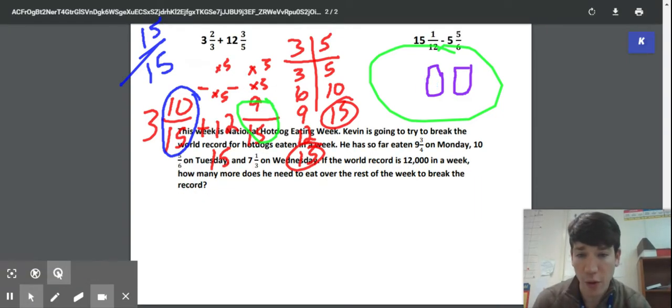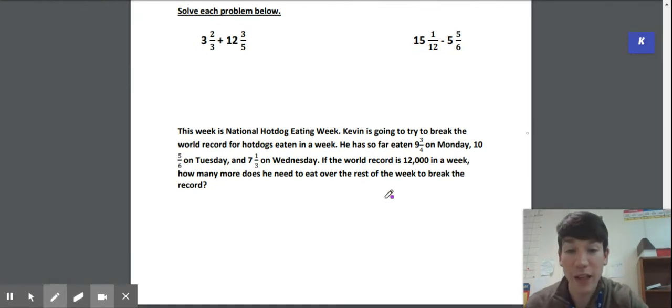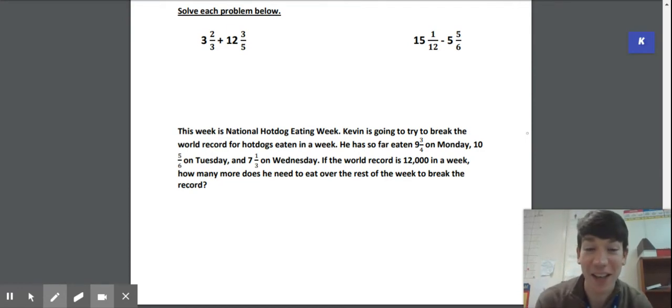All right, let's go to that word problem. So for my word problem, it says this week is Nathan's hot dog eating week. Kevin is going to try to break the world record for hot dogs eaten in a week. He has so far eaten 9 3/4 on Monday, 10 5/6 on Tuesday, and 7 1/3 on Wednesday. If the world record is 12,000 in a week, how many more does he need to eat over the rest of the week to break the record?